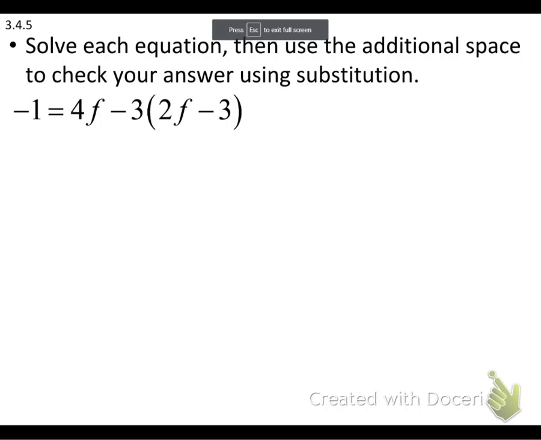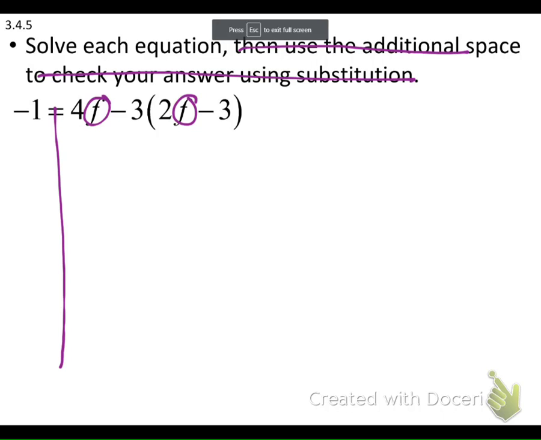We are not going to follow all the directions. It says solve each equation, then use the additional space to check your answer using substitution. We are not going to do that up here. So we are just going to simply solve each equation, okay? This is from the notes that we took on Monday and finished up yesterday. Anytime we solve equations, we always draw our line. This time we are going to circle multiple variables.